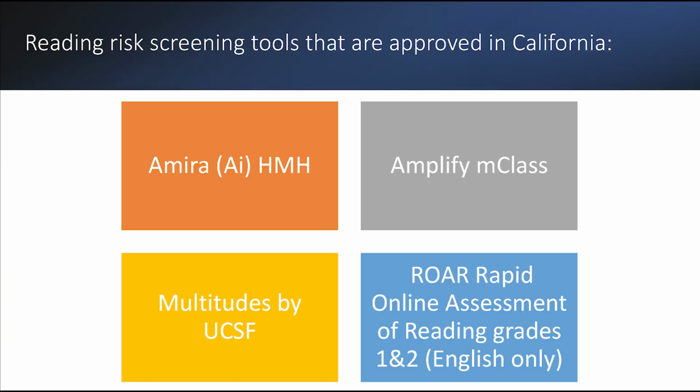So here are the four screening tools the state has approved for this school year. I'm sure you know Amira, which is an AI program; Amplify mClass, which is DIBELS, through Amplify; Multitudes by UCSF; and then ROAR, the Rapid Online Assessment of Reading, which is through Stanford, which was only approved in English only for first and second grade. I'm going to walk through all four of those. Everyone's made their decision on what screening tool they've used, so just hang in there with me, and then we'll get to the next part.